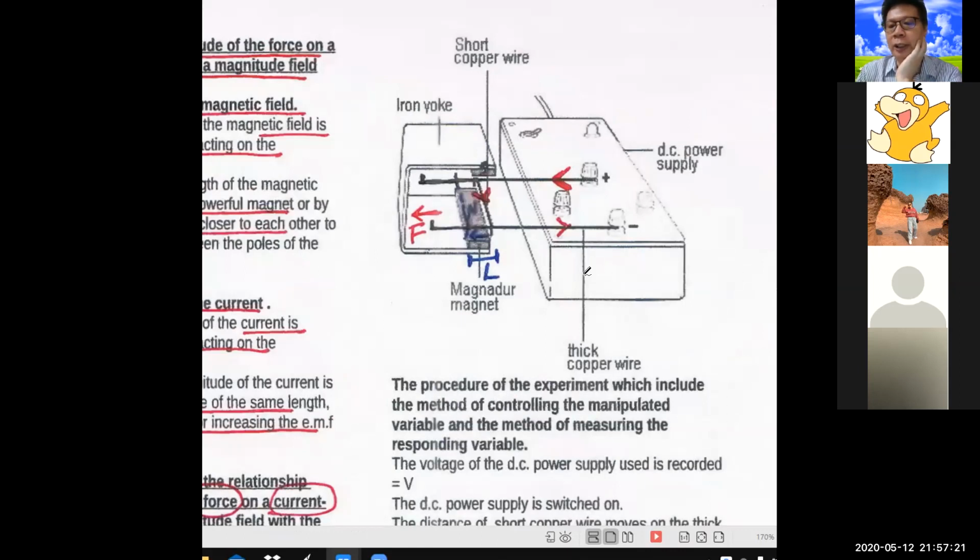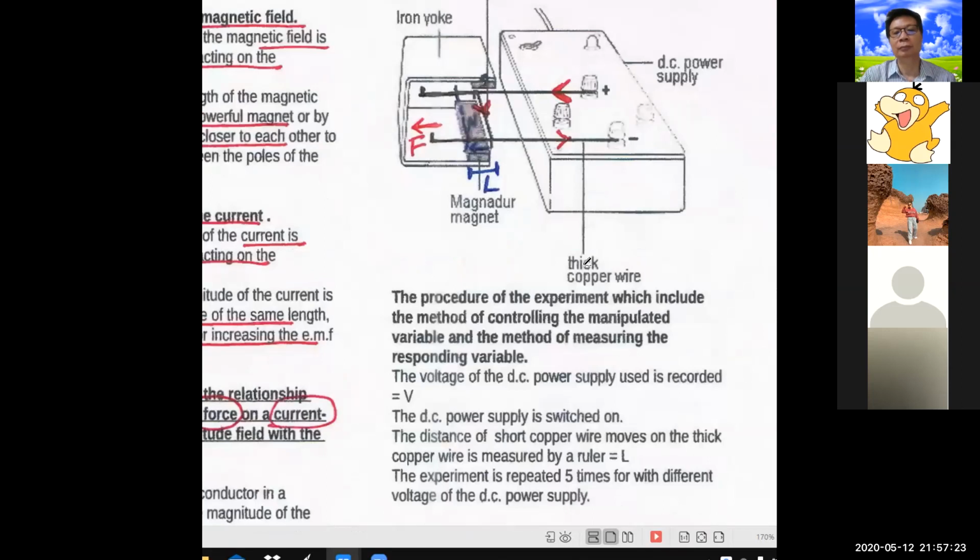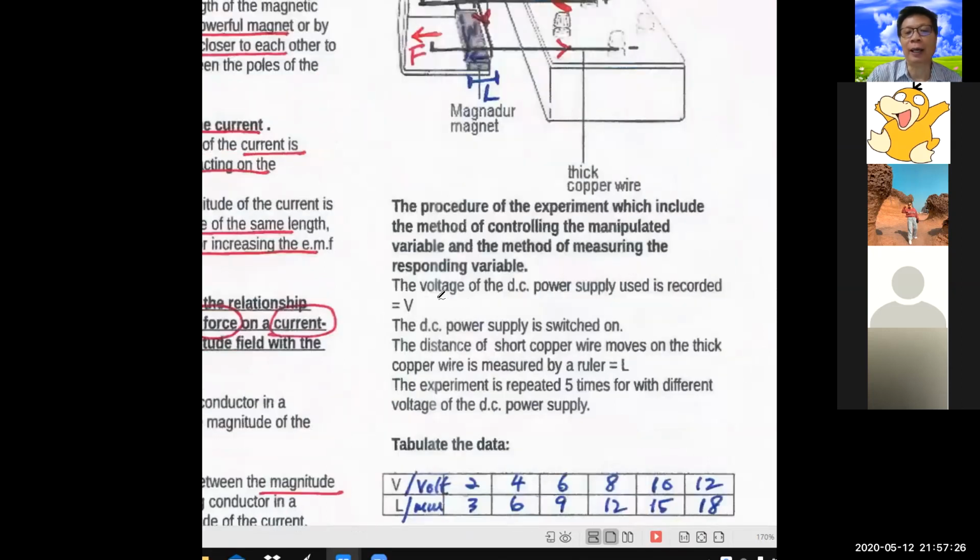Okay, procedure. Your first step, right? The voltage of DC power supply used is recorded. You don't say V, give a value. Okay, see here, we start with two words. So you say the voltage of DC power supply is recorded. So you put here V equal to, give a value. Don't just put V. V equal to 2 volt. So you start with 2 volt.